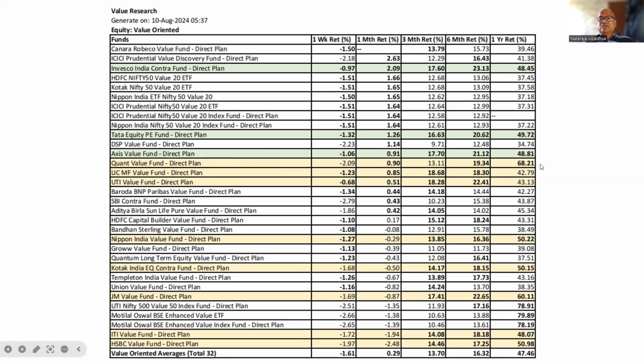The highest annual return among the green ones was Axis Value Fund at 48.81%. The highest annual return overall was by Quant Value Fund at 68.21%, but it went into amber because its 3 months return is below average. So that also may be worth considering after the current corrections are over.